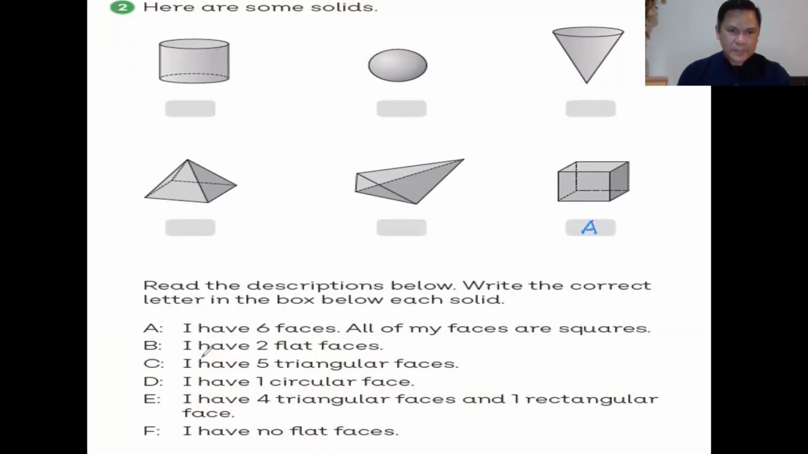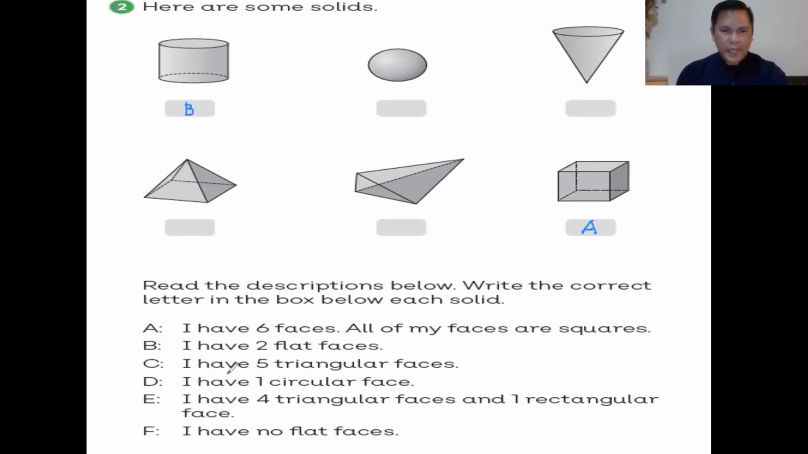Okay, next. I have 2 flat faces. Can you see which one here has 2 flat faces? Then we will write letter B. So let's find it. This one? Of course, this one is letter B.